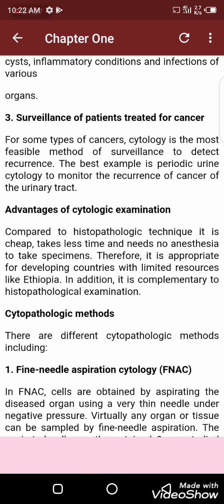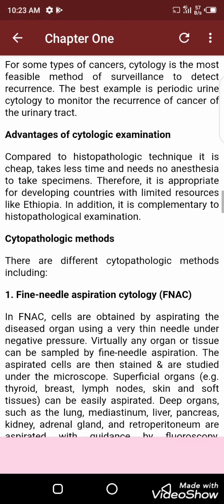Now we are coming to discuss advantages of cytologic examination. Compared to histopathologic technique, it is cheap, takes less time, and needs no anesthesia to take the specimen. Therefore, it is appropriate for developing countries with limited resources like Ethiopia. In addition, it is complementary to the histopathological examination.